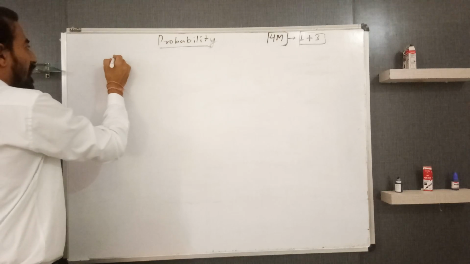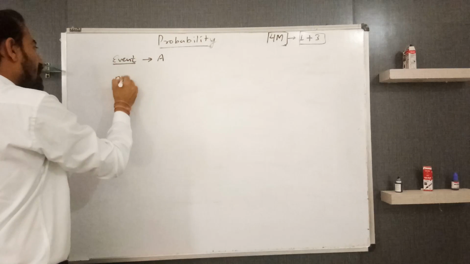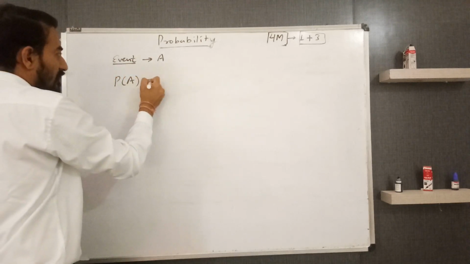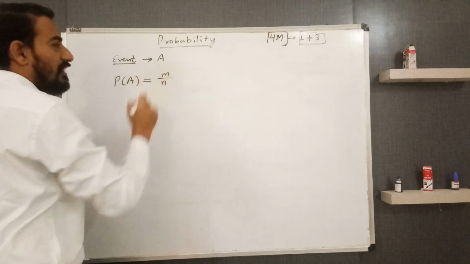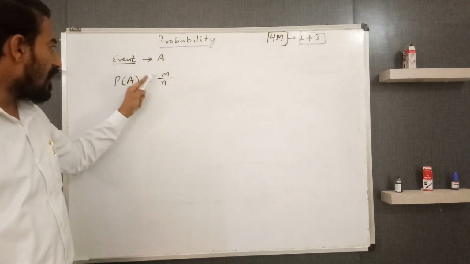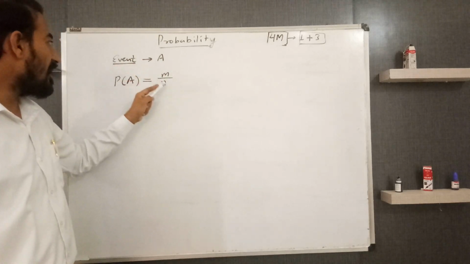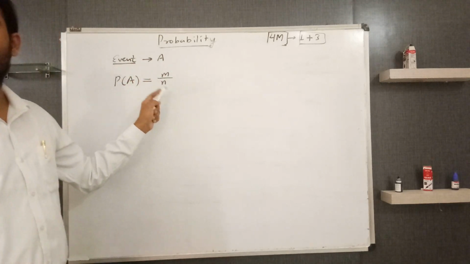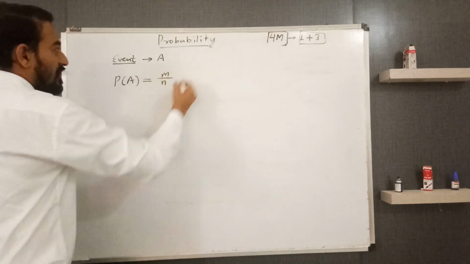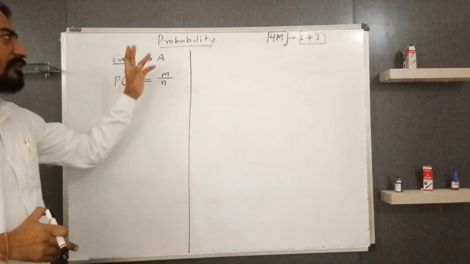So if we name any event to be A, then the probability of an event A is M by N, where M is the number of outcomes favorable to the desired event, and N is the total number of outcomes. Now, I am giving you some examples to understand the remaining basic concepts of probability.